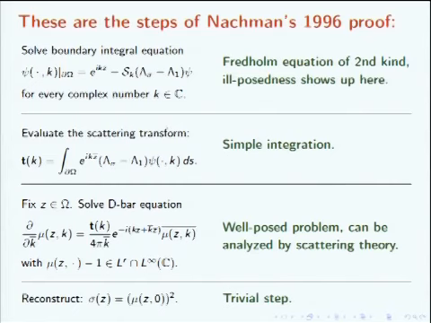Okay, but anyway, let me summarize Nachman's proof. So, given the boundary measurements, first solve this boundary integral equation for every k, well, excluding 0, but otherwise every k. Compute the scattering transform for, let's say, every k non-zero, but we know actually theoretically that this goes to 0 at 0, so we can just substitute t(0) equals 0. Then we know the scattering transform, we put it here, and we solve this d-bar equation with such asymptotic condition.